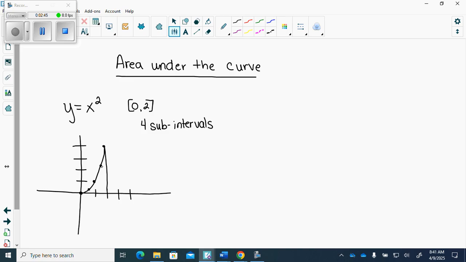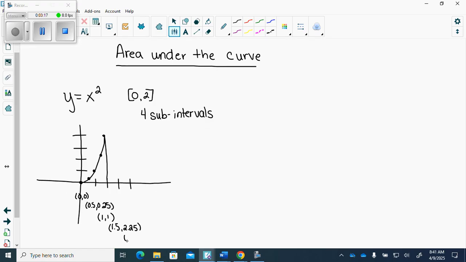So this one is going to be 0.5 and 0.25, right? So we have 0, 0 to help ourselves out. We have 0.5 and 0.25. Then we have 1, 1. And then we have 1.5 and 2.25. And then we have 2 and 4. Just writing the coordinates here so they're out of the way. Just to remember what they are.